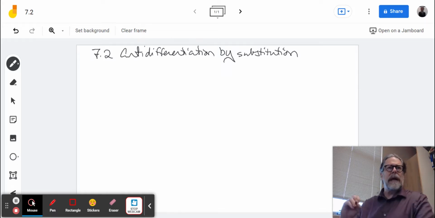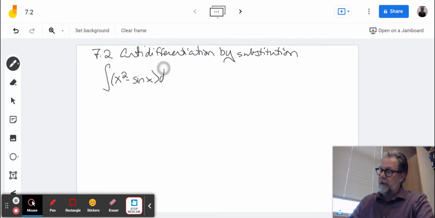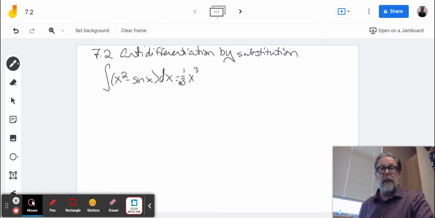So, as a quick introduction, let's remind ourselves about anti-differentiation. I have the function, the integral of x squared minus sine of x dx. This is easy enough to figure out. I know that the antiderivative of x squared must be x cubed, and with a little bit of inspection, I realized that the derivative of that is going to be 3x squared, and so I put in a compensating fraction there to keep that 3 out.